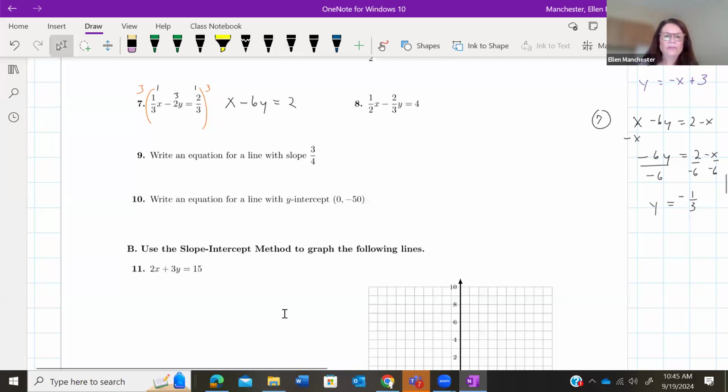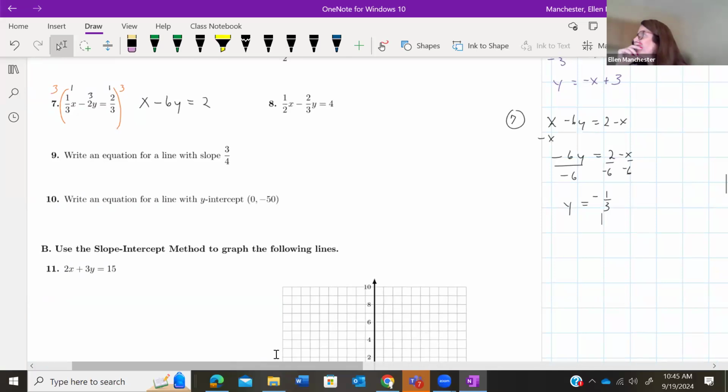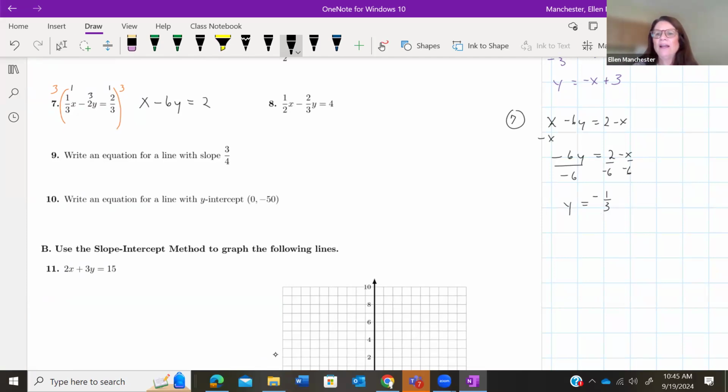All right, is this going to throw any of you? The negative x over -6? How would you rewrite that? What number is in front of that x? A 1. So you're going to write it as plus 1/6 times x. So then to put it in slope-intercept form, it's 1/6 x minus 1/3.